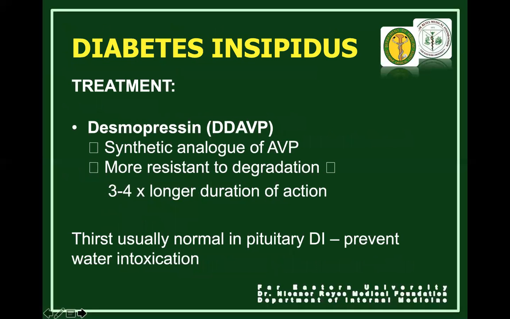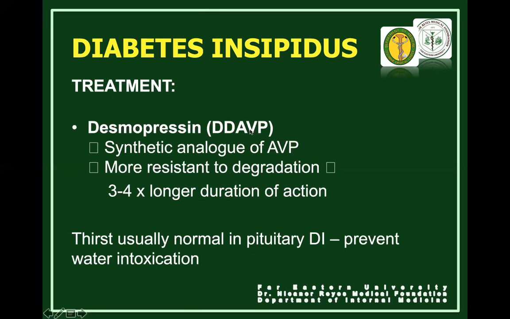Okay. So how do you treat diabetes insipidus if it's secondary to a pituitary problem? So what do we do? Okay, the DDAVP. We give the DDAVP. It's a synthetic analog of the AVP. It's more resistant to degradation. That's why it has a 3 to 4 times longer duration of action. So we usually give the desmopressin. This is injectable, although there is an oral form, which is Minirin, that we use.